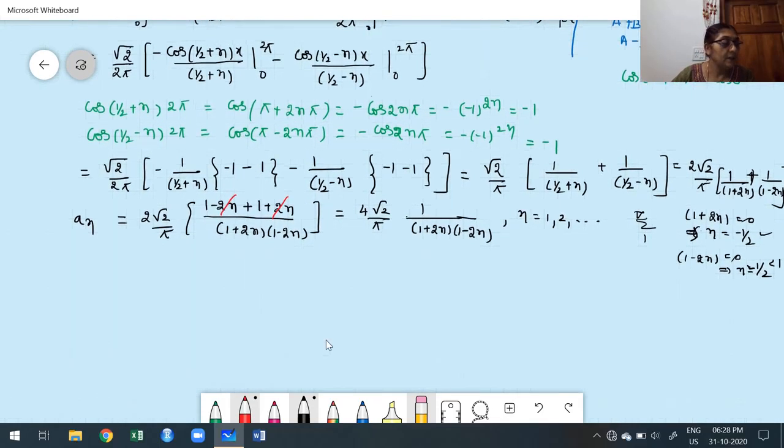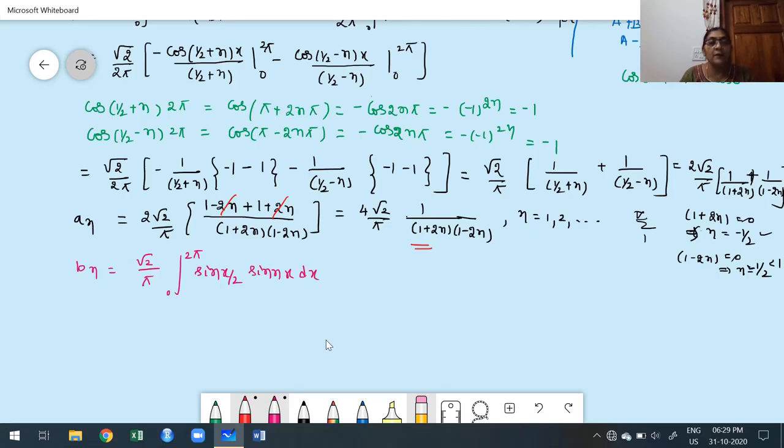Okay. In the next step, this is nothing but my An value. Next, I want to find out Bn. Once you are finding Bn, what's the formula? 1 by pi. Then I have to keep root 2 also outside. Root 2 by pi, integral from 0 to 2 pi, sine of x by 2 into sine nx with respect to x.